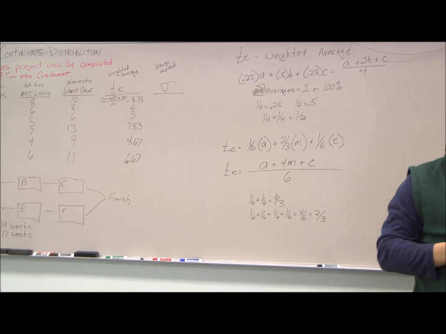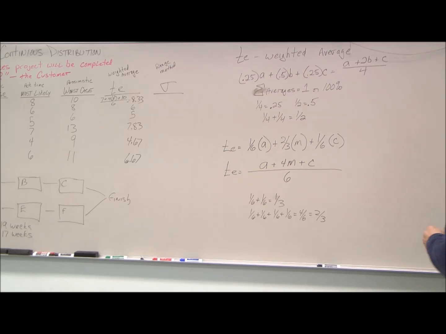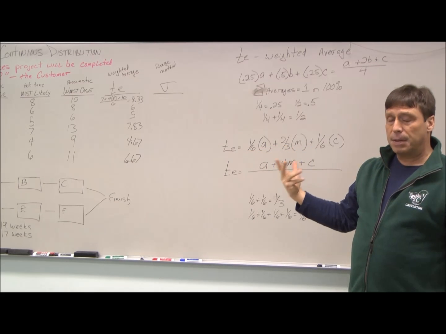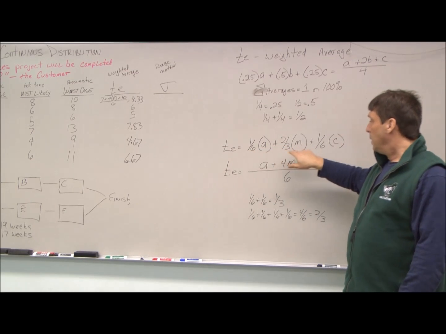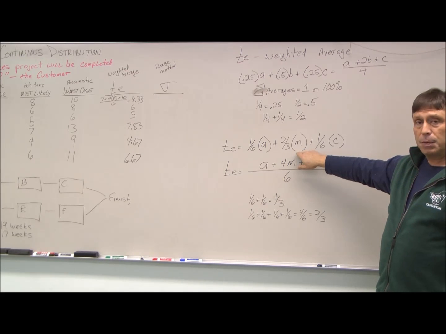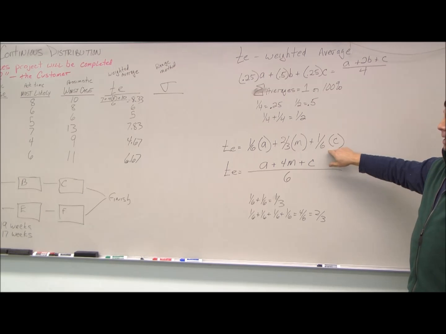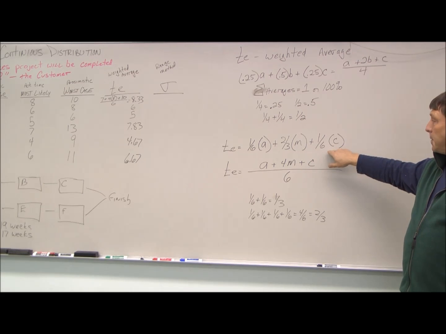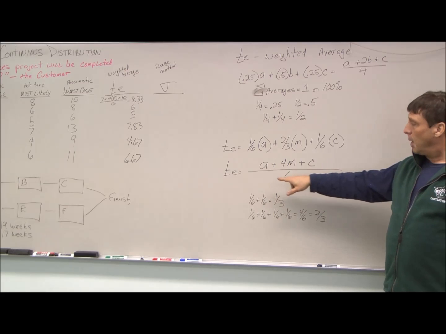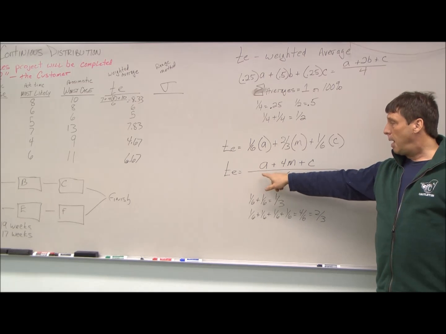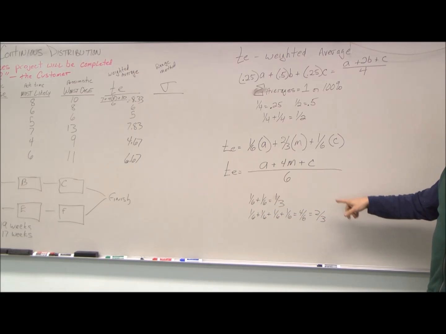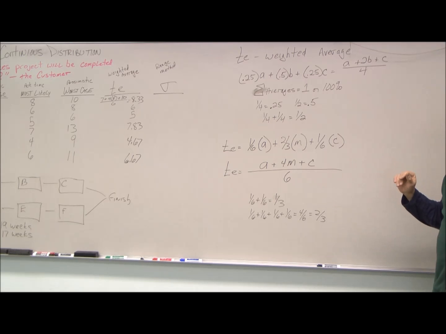What we use for this calculation for T sub E is 1/6 of A, A being our optimistic or our best case, 2/3 of M, which we've been calling the activity time up to this point, or our most likely, and 1/6 of C, which is our worst case or our pessimistic. This is the standard way to do the weighted average. Another way to write the weighted average is A plus 4M plus C divided by 6. And if you go through with the fractions, you find out these two are equivalent.